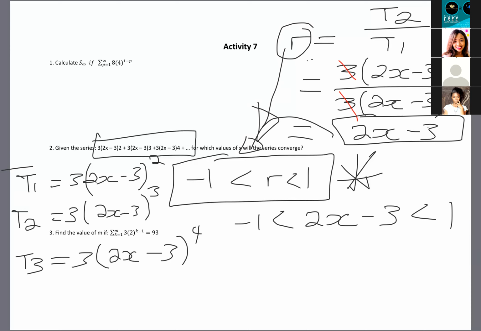So whenever they ask me, what are the values of x for which this will be convergent, then I know that I have to take my R and put it between negative 1 and 1 and then just solve for x. So how do you think I'm going to solve for x here? Where am I going to start?